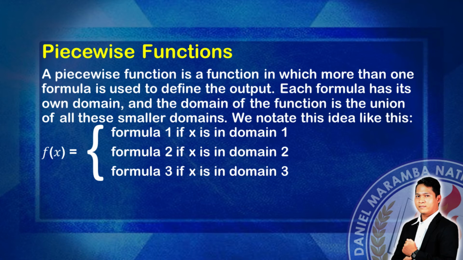Piecewise function. A piecewise function is a function in which more than one formula is used to define the output. Each formula has its own domain, and the domain of the function is the union of all these smaller domains. We notate this idea like this. f(x) is equal to formula 1 if x is in domain 1, formula 2 if x is in domain 2, formula 3 if x is in domain 3, and so on.